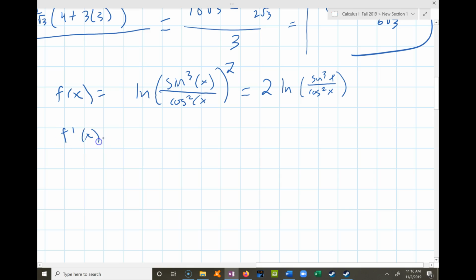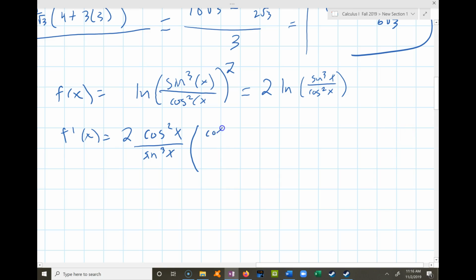So f prime of x is equal to, the 2 just goes along for a ride. The derivative of ln just means I take the reciprocal of the thing inside. So that's going to be cosine squared on top and sine cubed on the bottom. And then I have to take the derivative of sine cubed over cosine squared. So this is going to be a big quotient rule here.